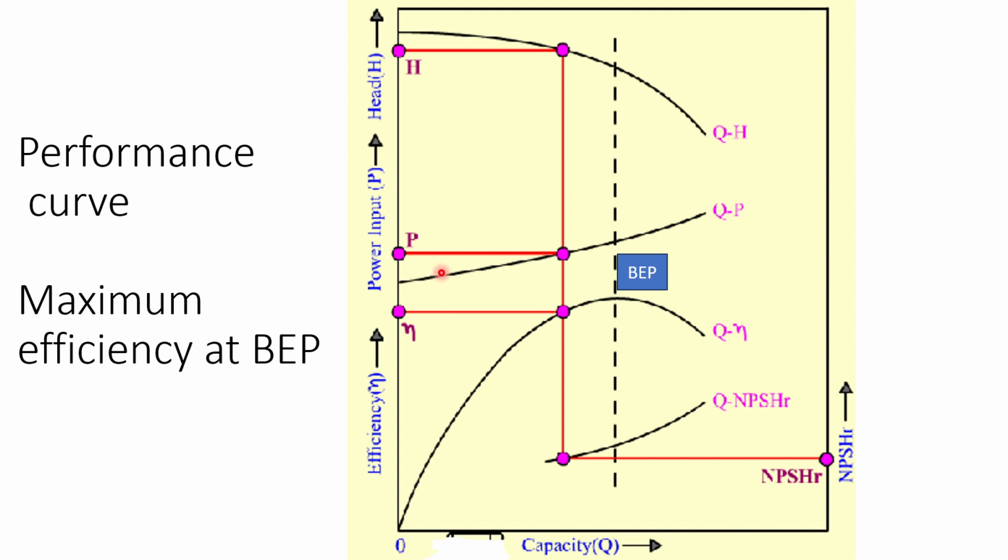As the flow increases, the power taken by the pump goes on increasing. This curve shows the head of the pump. As the flow goes on increasing, the pressure starts continuously dropping. The bottom curve shows the net positive suction head required for the pump, and we see that as the pump flow increases, the NPSH requirement of the pump goes up.